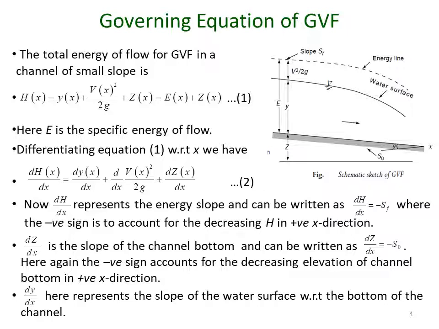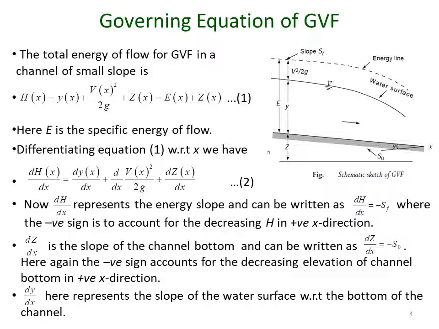And note here that unlike uniform flow, every term in that equation is a function of x, the longitudinal distance. H can also be written as E + z, where E is the specific energy of flow. Now, if we differentiate equation 1 with respect to x, we arrive at equation 2, which is given as dH/dx = dy/dx + d/dx(V²/2g) + dz/dx.